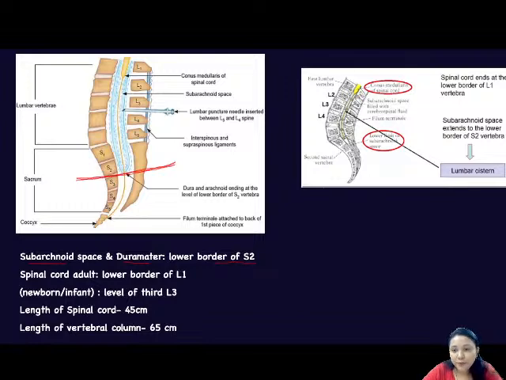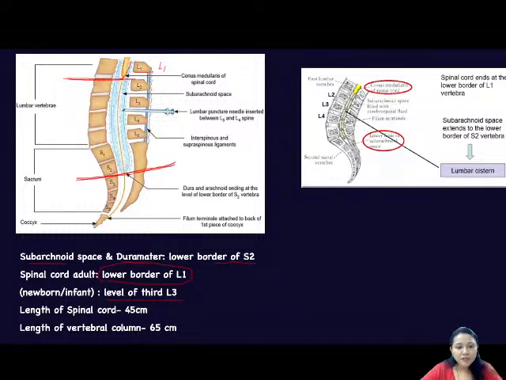Spinal cord, another question which has been repeated. So spinal cord in adult extends up to the lower border of L1. As you can see here, this is the conus medullaris of the spinal cord, the cone-like structure. It extends up to your lower border of L1. And then in the newborn, it extends up to the lower border of L3.